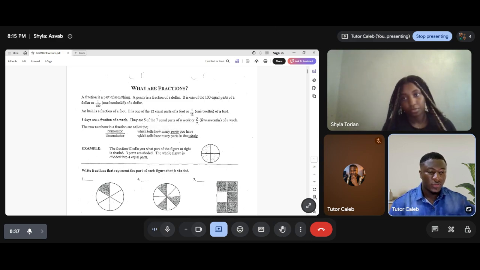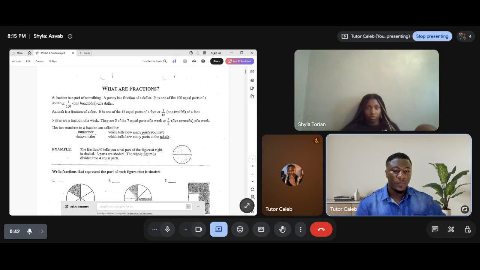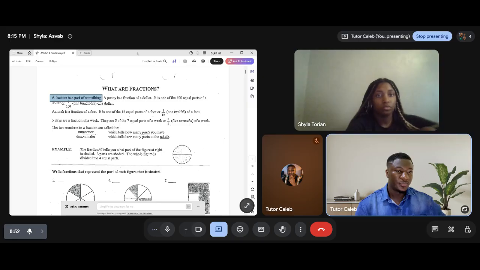Let's talk a little bit about fractions. So, what is a fraction? A fraction is a part of something. When you want to express a part, just a section of something, you use a fraction. So it's a part of something.